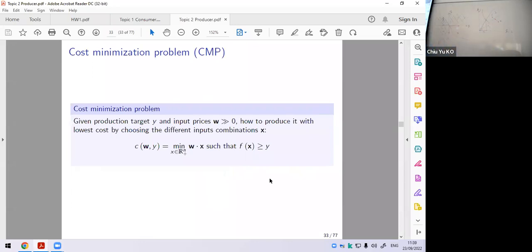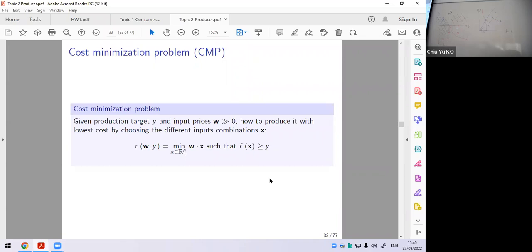Next, you just go to here. It's the same as I said. When we had the consumer, we have an expenditure minimization problem, right? The price times the input, right? And input to output, right? Remember, the consumer takes the consumption to utility, right? So this firm is the input to output, the same thing. Exactly the same thing, right?